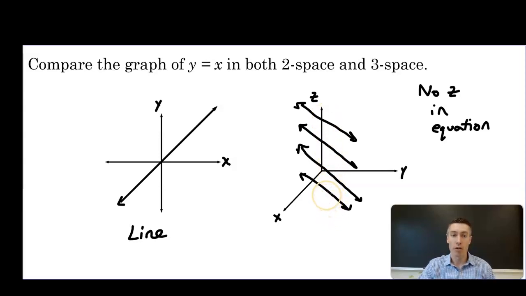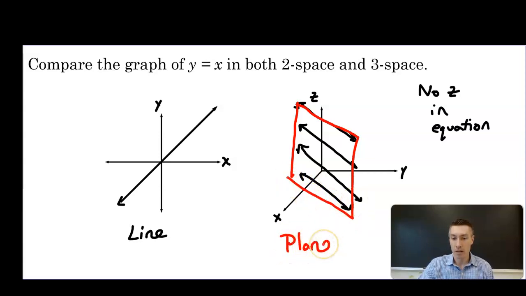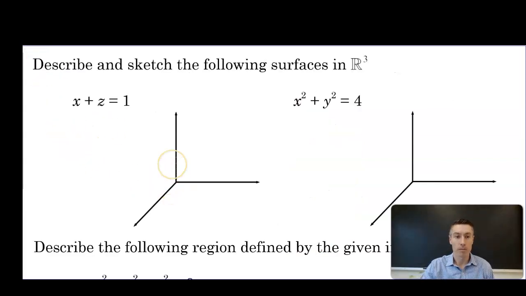And if we take all of those lines together, and I'll grab red, and we draw, we're going to have a plane. So a line in 2 space is going to extend into 3 space as a plane. Let's look at a few more.